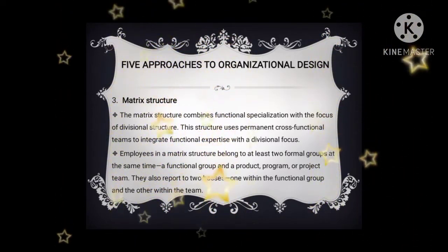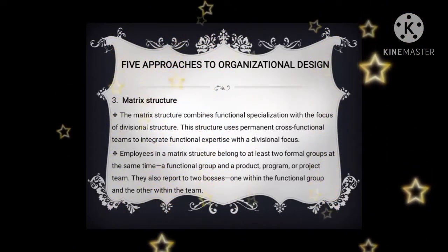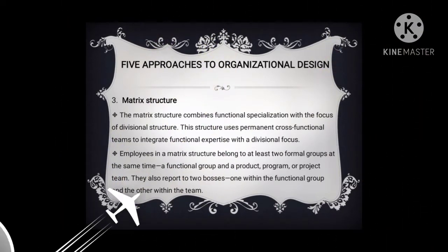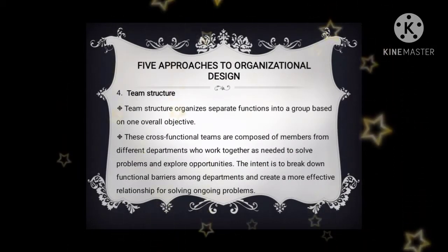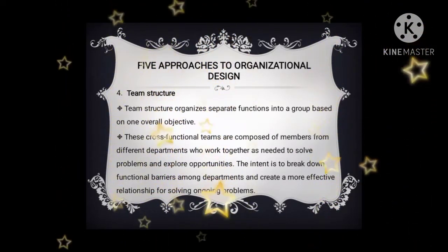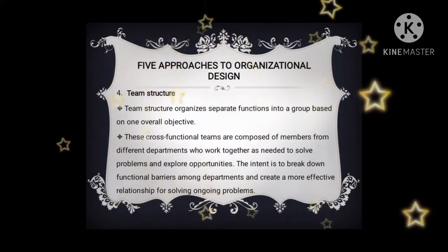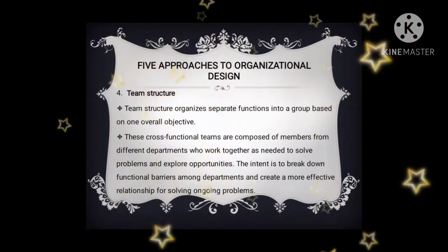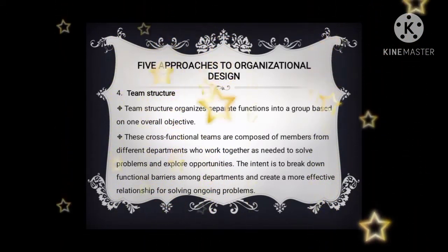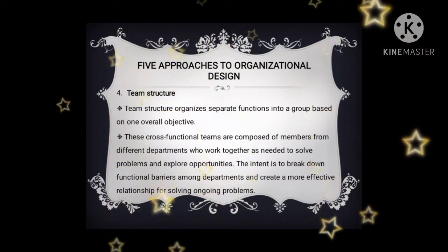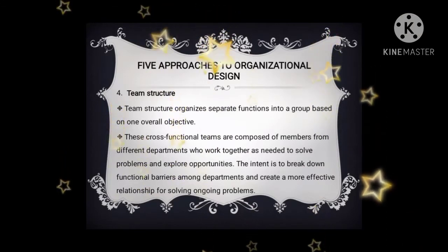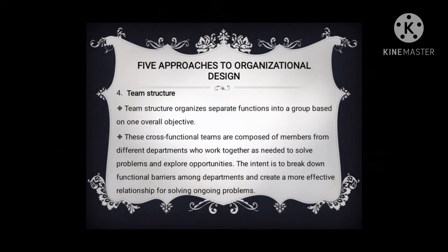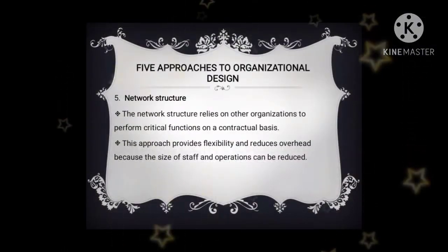This structure not only increases employee motivation, but it also allows technical and general management training across functional areas as well. Fourth is team structure. Team structure organizes separate functions into a group based on one overall objective. These cross functional teams are composed of members from different departments who work together as needed to solve problems and explore opportunities. The intent is to break down functional barriers among departments and create a more effective relationship for solving ongoing problems.